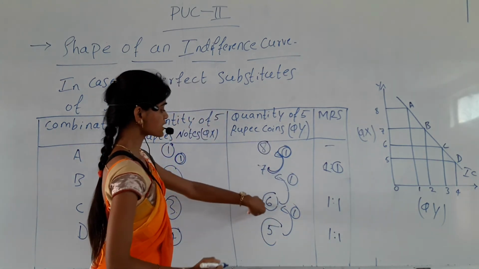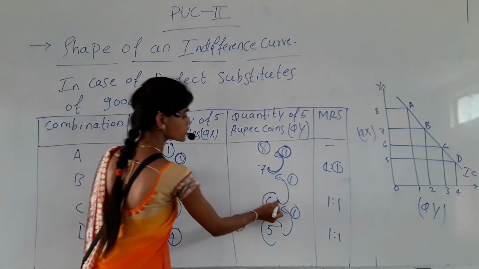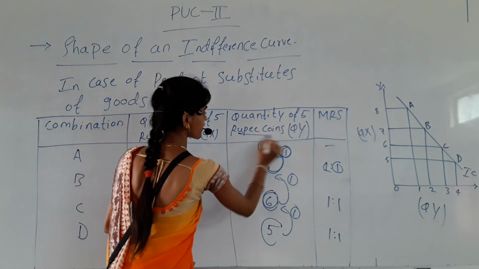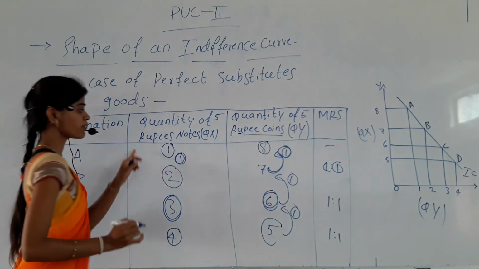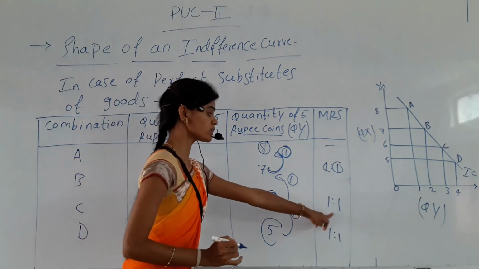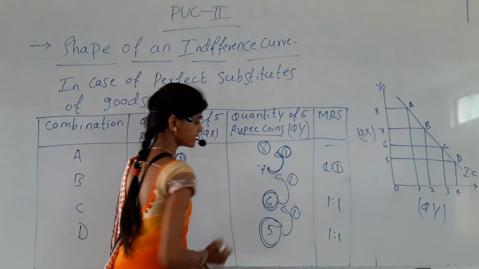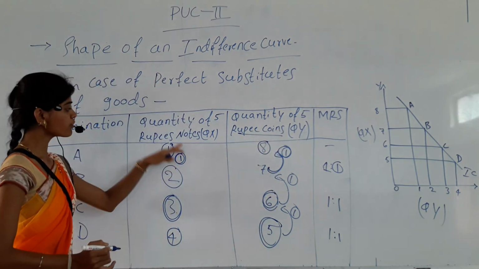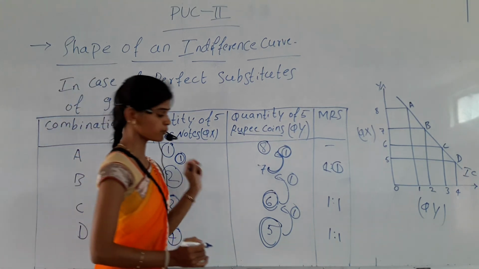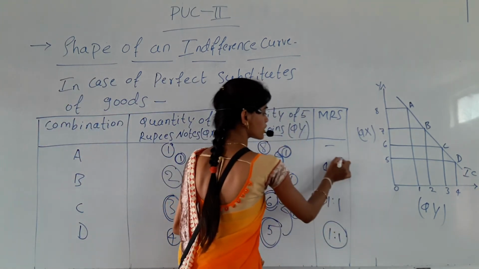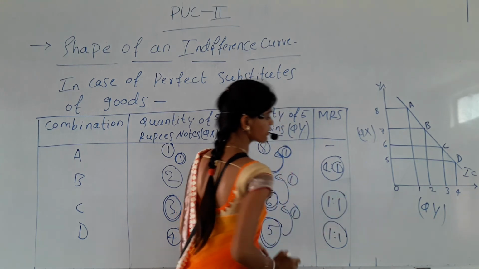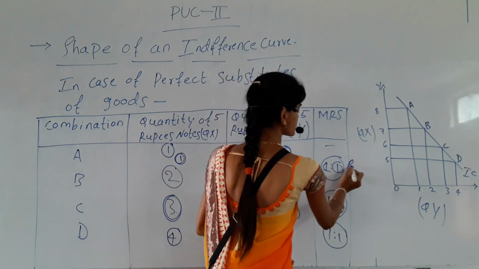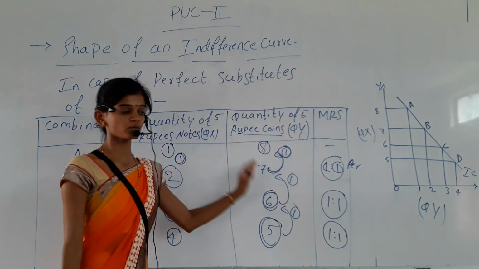Next, in the case of C, the consumer forgoes 1 unit of 5 rupee coin and adds 1 unit of 5 rupee notes. It is also 1:1. Next, in the last, D, the consumer forgoes 1 5 rupee coin and adds an extra unit of 5 rupee note. So it is also 1:1. So MRS is not changing, neither decreasing nor increasing. MRS is constant at 1:1. So it is a perfect substitution of the different goods.